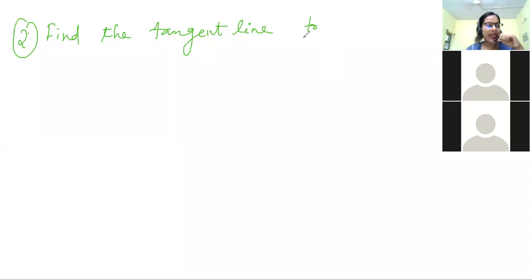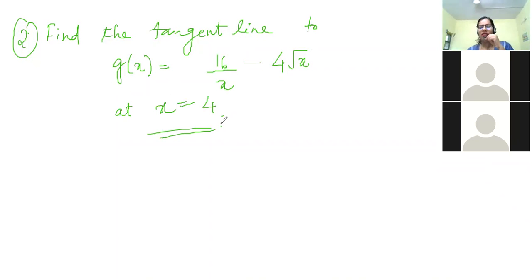Read the question. Okay, I'm writing the entire question. 16 by x minus 4 root x at x is equal to 4. Yes. So how do you find the tangent line?